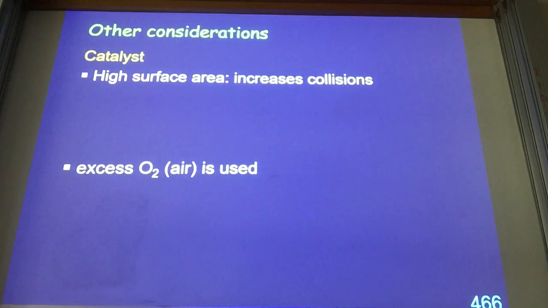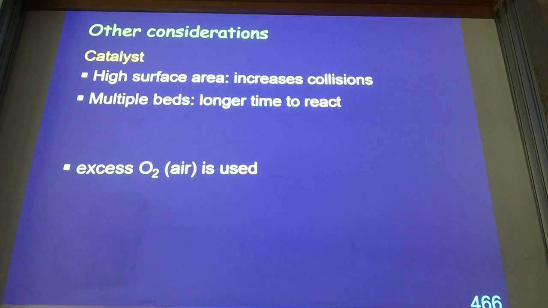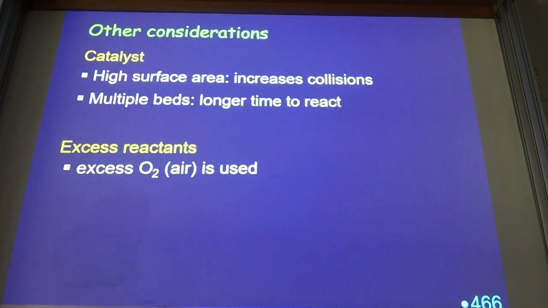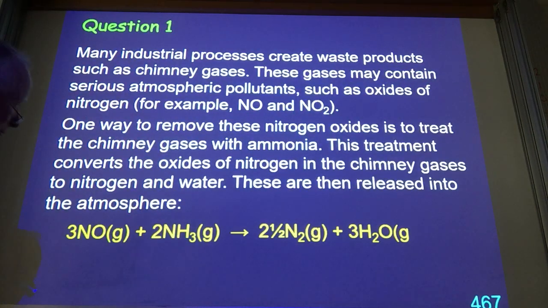Other considerations, catalyst. What are we going to do to get the catalyst working better? Well, high surface area, multiple beds, just prolong the period of time that it's in contact with the catalyst. We're going to use excess oxygen to drive the reaction in the forward direction. Air is cheap, so that gives us a better conversion of SO2 to SO3. And on to the questions. So submit your answers to these questions and I'll send you the solutions. And that's the end of Chapter 8.